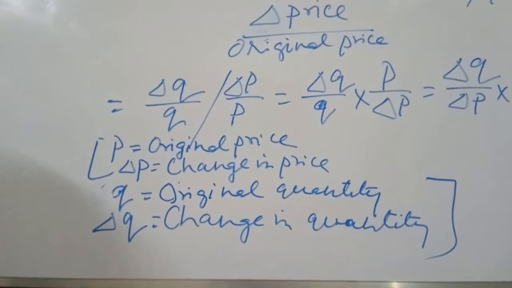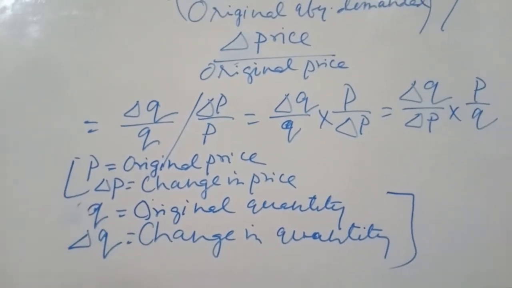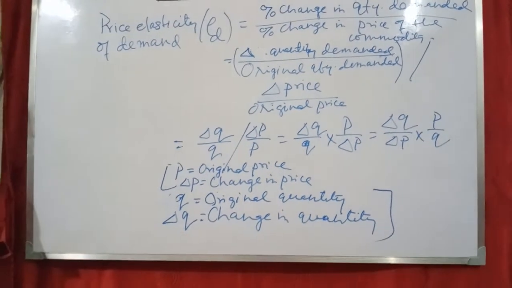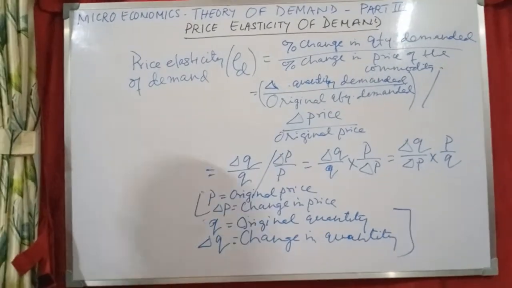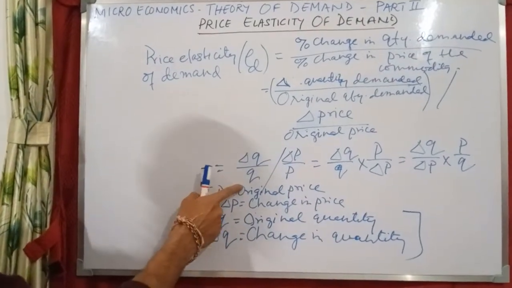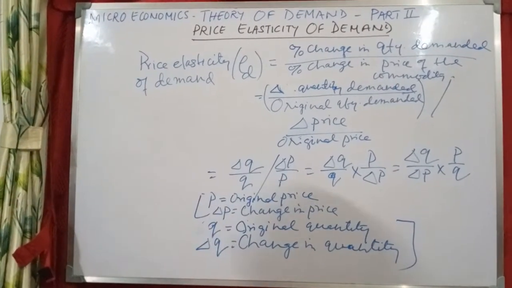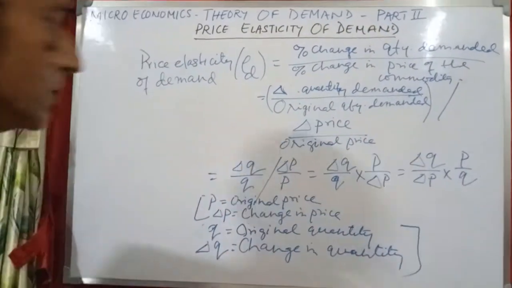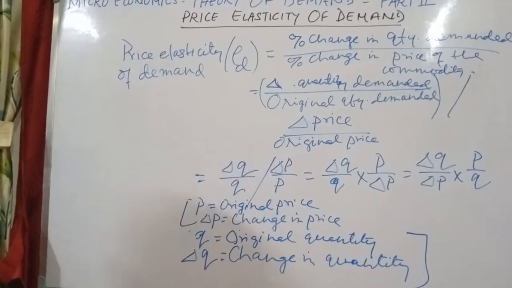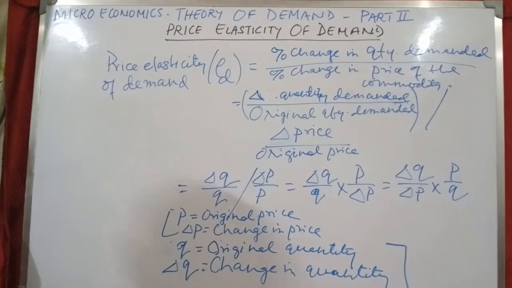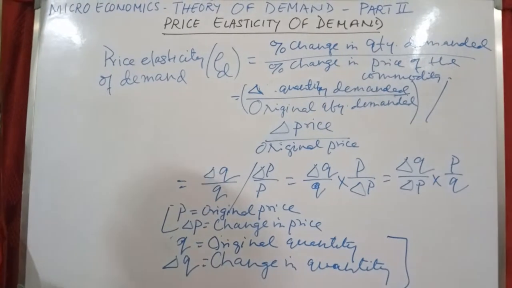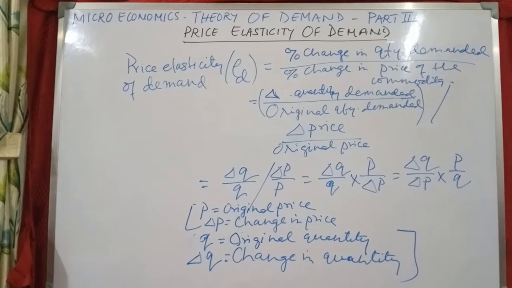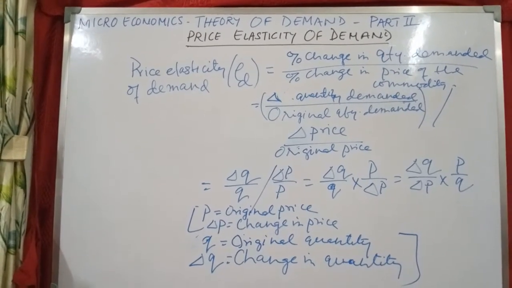So price elasticity of demand is equal to percentage change in quantity demanded divided by percentage change in price of the commodity, that is delta Q by Q divided by delta P by P, which comes to delta Q by delta P into P by Q. P equals original price, delta P equals change in price, Q equals original quantity, and delta Q equals change in quantity.